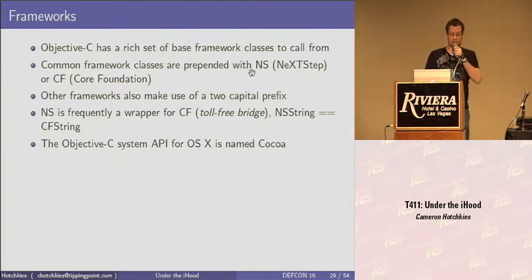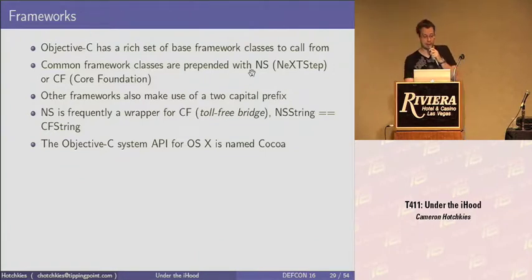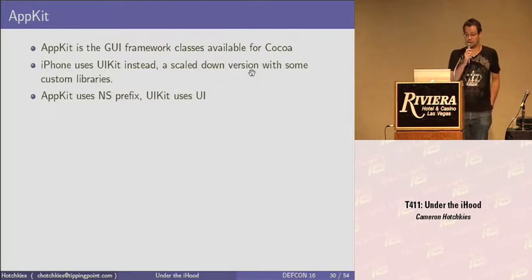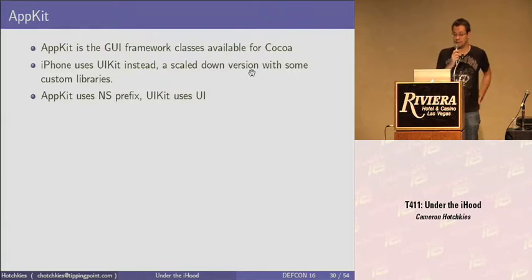And when people use Cocoa and Objective-C interchangeably, the system API for OS X is actually what Cocoa is. AppKit is the set of GUI framework classes available on Cocoa. If you're working on the iPhone, it's going to be UIKit, which is a scaled down, slightly different set, with some totally different controls and custom libraries. So AppKit will be using the NS prefix, and UIKit will be using UI.